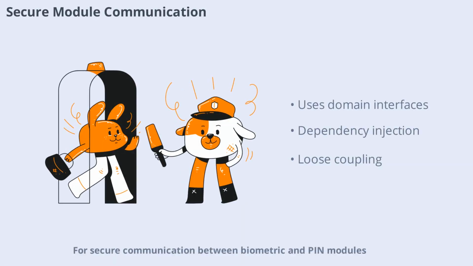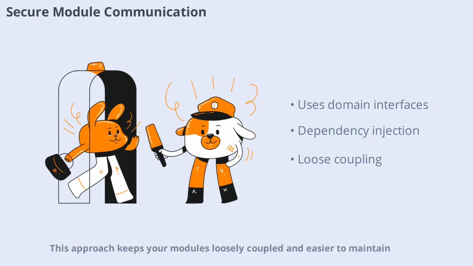For secure communication between biometric and PIN modules, use domain interfaces with sealed result classes. Communication should happen via dependency injection, not direct calls or reflection. This approach keeps your modules loosely coupled and easier to maintain.